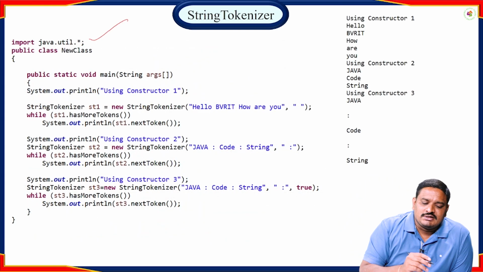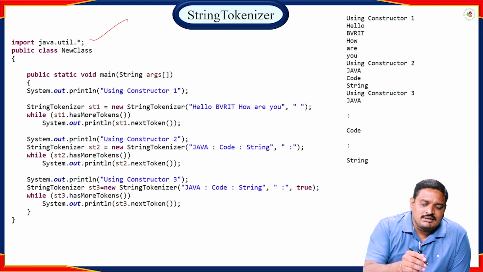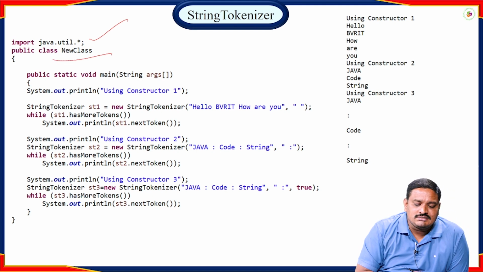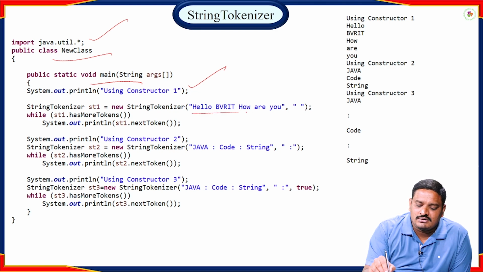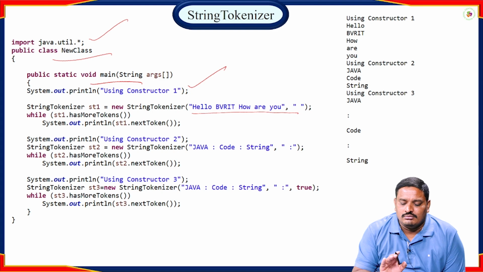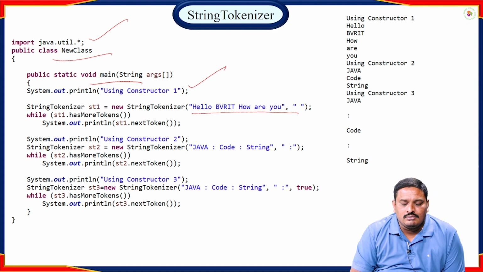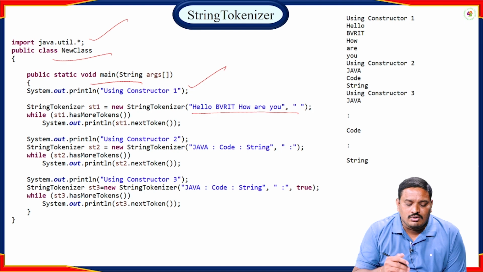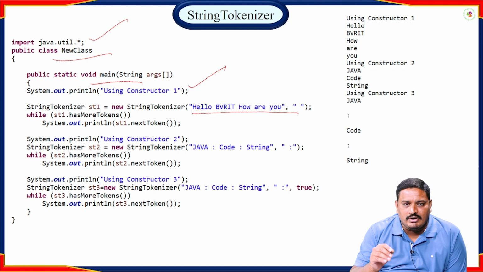This is a class under the java.util package. The class name is the new class, and the main method is there. Now in the first constructor I am using one statement. The string statement is "Hello BVRIT, how are you?" The statement can be divided into tokens, that's why I am using the while statement.